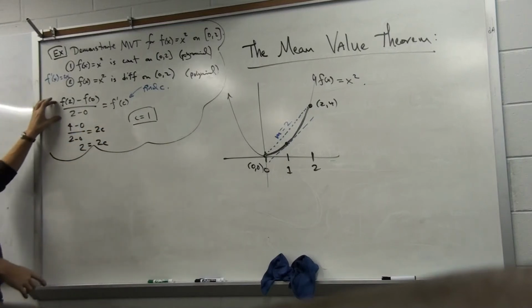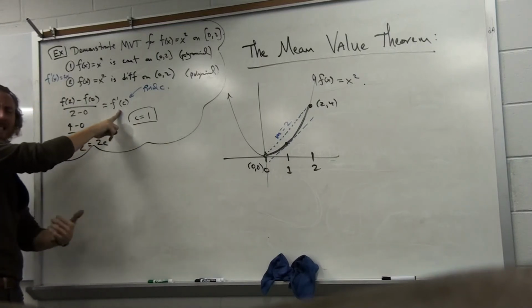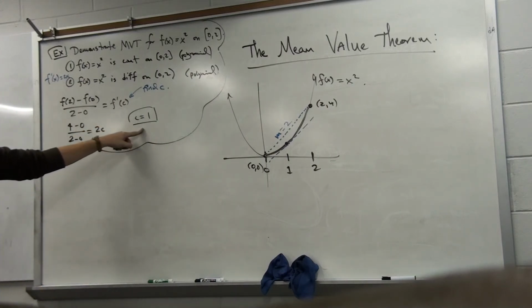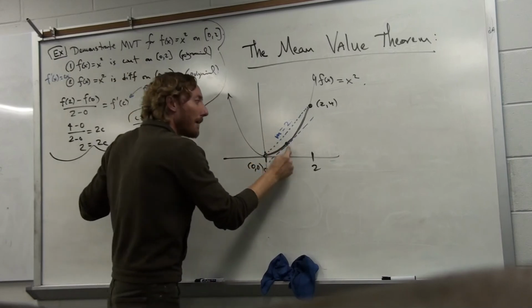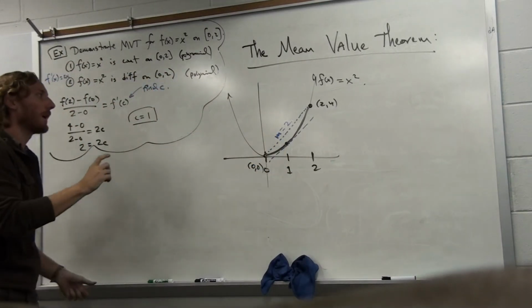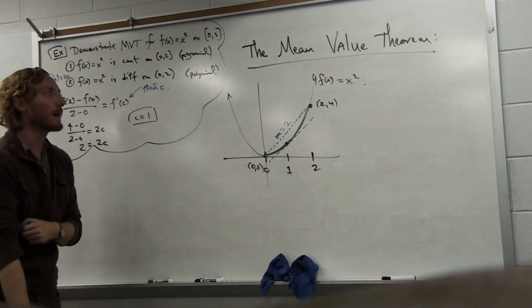You'll have all numbers on the left, you'll have the derivative with c plugged in on the right, and you just play math to figure out what the c is, and once you've got it, you've got a point where the slope of the tangent line equals the slope of the average rate of change between the two endpoints.